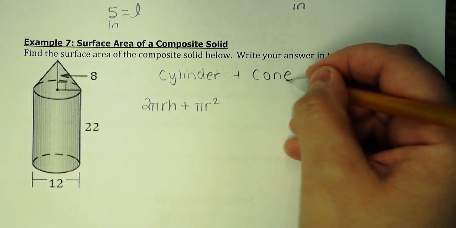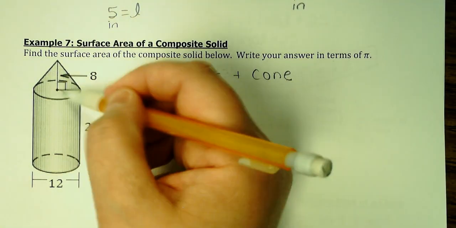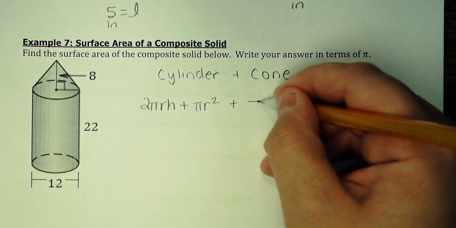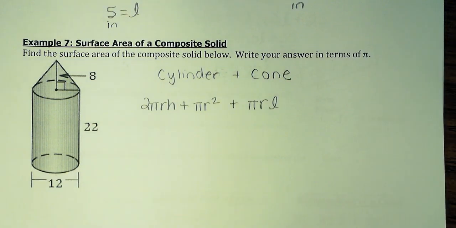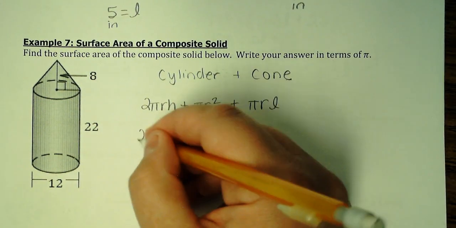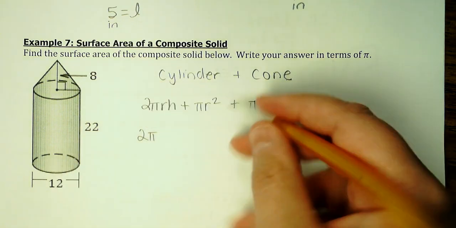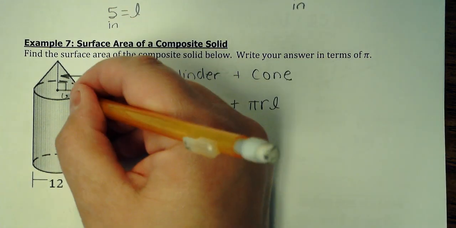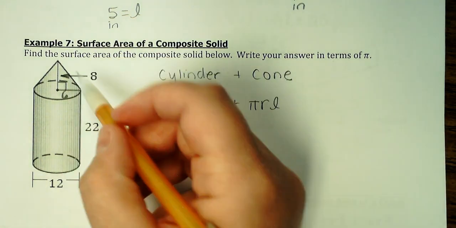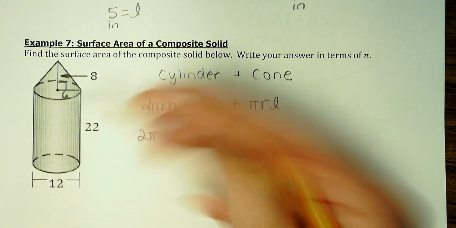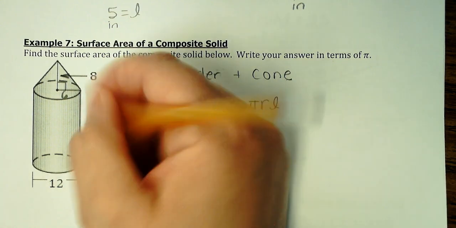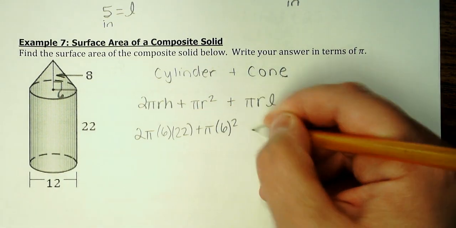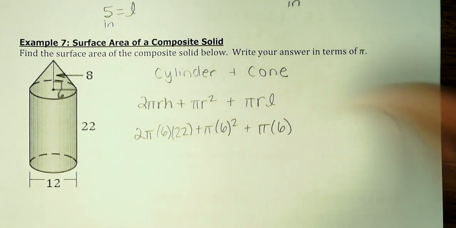Now, the part of the cone I can touch, because these bases are fused together, I can't touch the base. So for the cone, it's just the lateral area only. So pi times the radius times the slant height. So we just got to plug in numbers here. The radius for both the cone and the cylinder, since they're meeting exactly with each other, is going to be 6 here, because I've got 12 as my diameter, so my radius is going to be 6. The height of the cylinder is the 22. Radius is going to be the 6. Radius is going to be 6 for the cone.